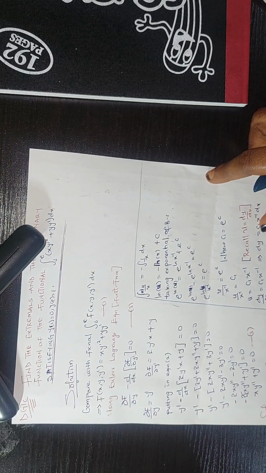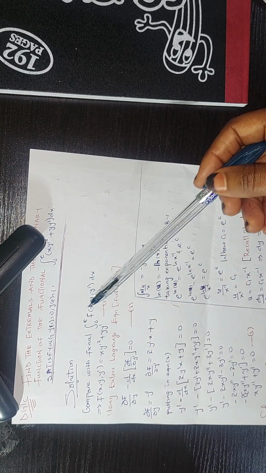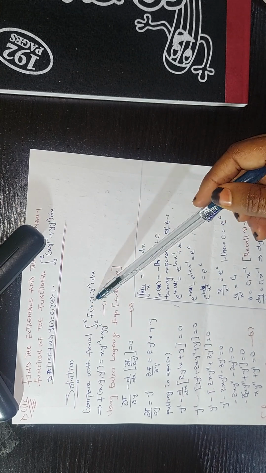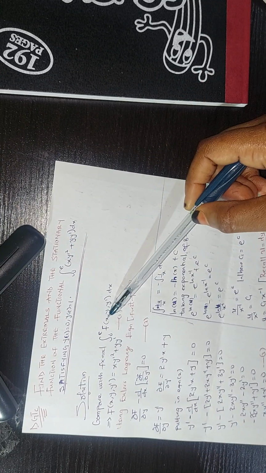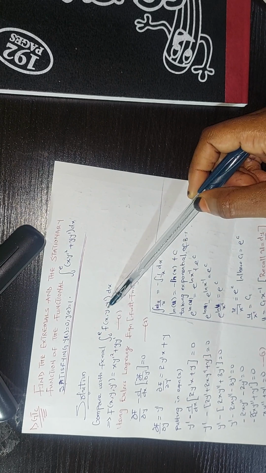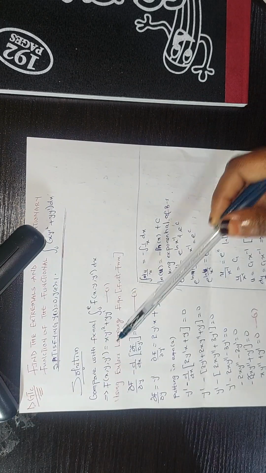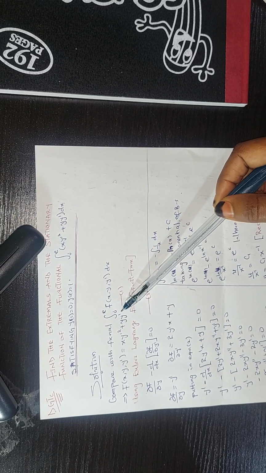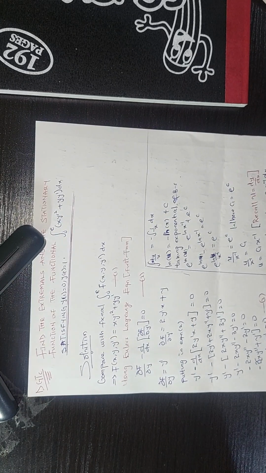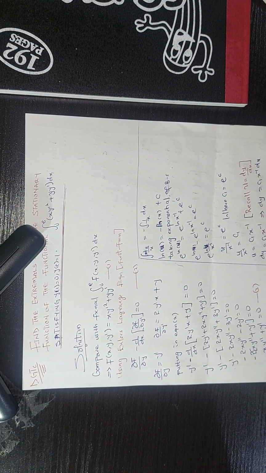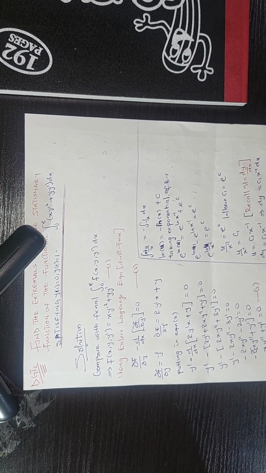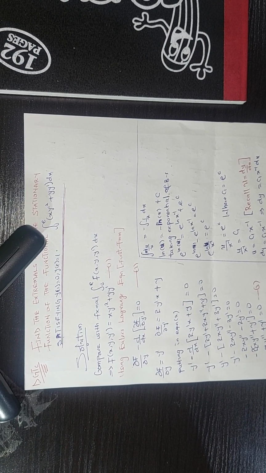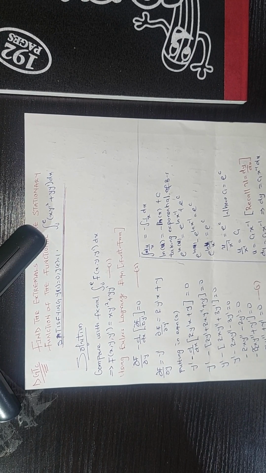If I want to do this, the first thing I'm going to do is compare with the functional. If I compare this with this, I notice that I have my f of x, y, y prime equals x y prime squared plus y prime. If that is the case, I'm going to use the first form of the Euler-Lagrange equation to solve this. You can either choose to use the first, second, or the third form. I've explained and I've proved all forms. You can watch the previous videos to get the formula.